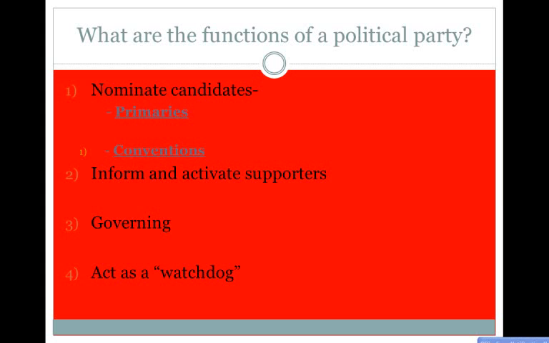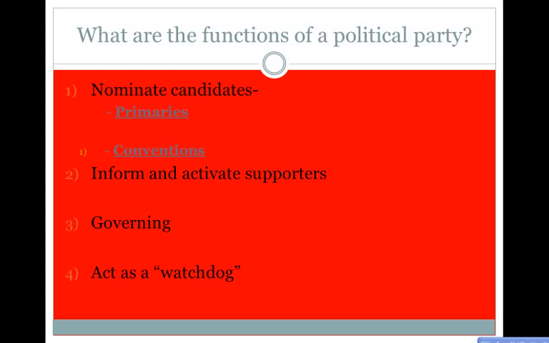This means if your party didn't win a particular election, your party's job is to make sure that the other party is doing what it's supposed to be doing. So, for example, in Ohio, the current governor is a Republican. He was elected in 2010. His name is John Kasich.